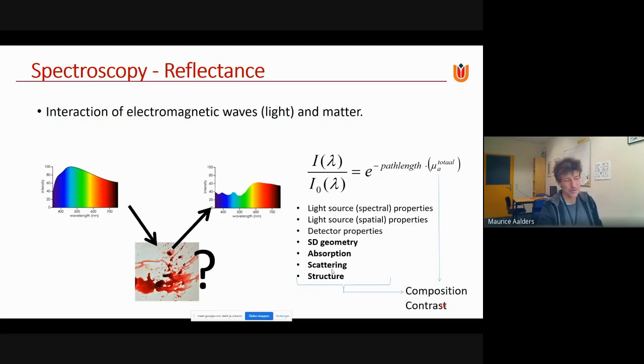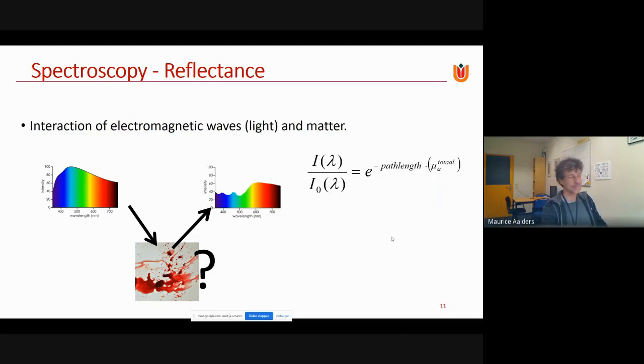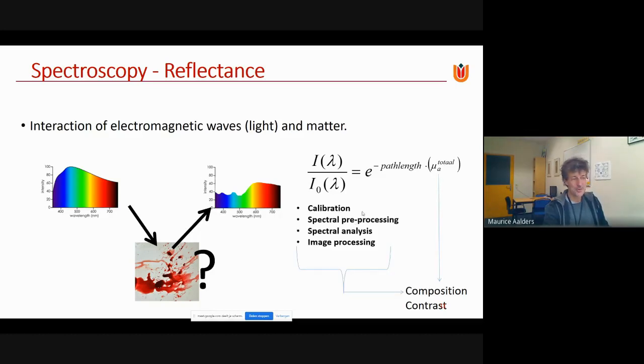Then the absorption and scattering. Also the structure, of course, determines the light, but also the amount of specular reflection. Light source spectral properties, light source spatial properties, and the detector properties in terms of efficiency, yield as a function of wavelength. So these components are all in there, and you have to correct for those before you get any decent signal that you can analyze, that you can compare, for instance, with a reference spectrum. So that's the difficulty, and that means we have to do some calibration to correct for the detector efficiency, for the source detector geometries.